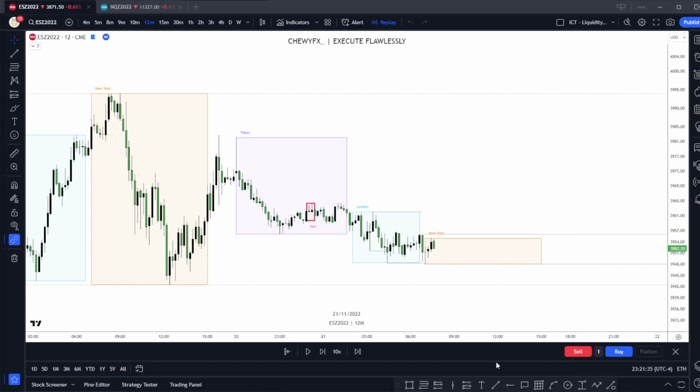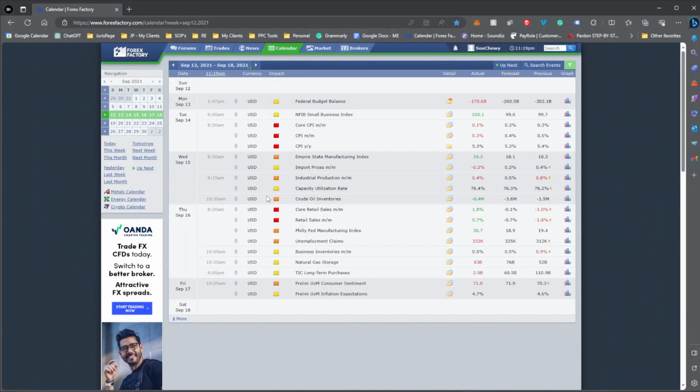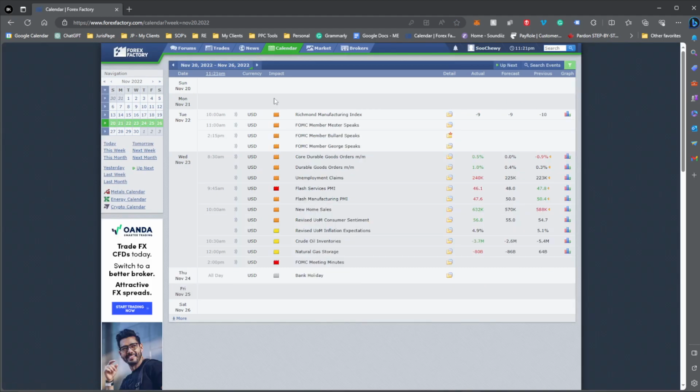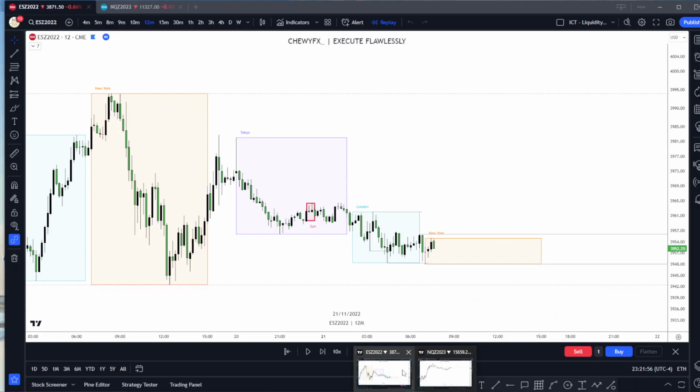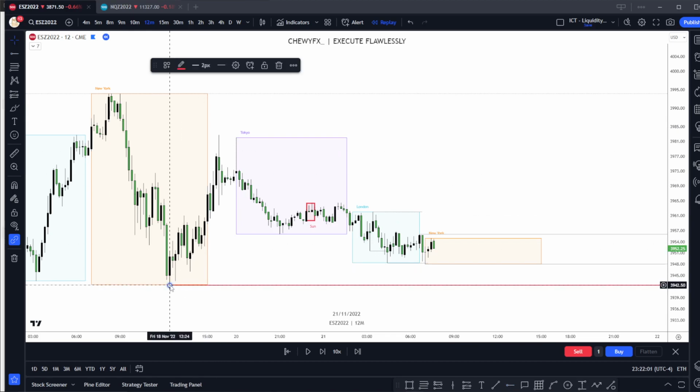All right, good evening. We are back testing November the 21st to November the 25th, 2022. So first things first, let's check out the news that we got going on there for the week. So Monday, we actually don't have any news going on, so we don't have to mark up anything on our chart for news. So let's identify our daily liquidity.